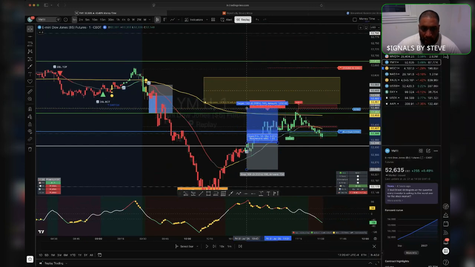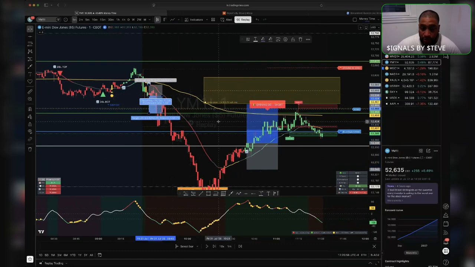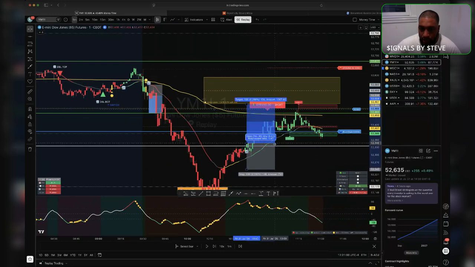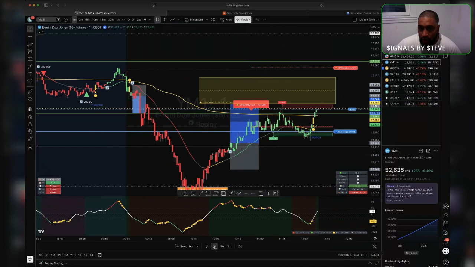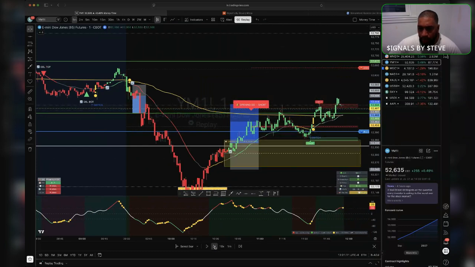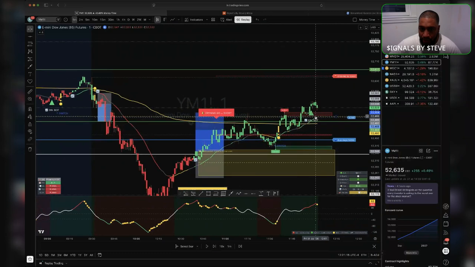Or again, what I like to do too is target a previous level of structure. I like to target a previous level of structure, but ultimately that Blue Magic line is still going to be the target. We are still going to look to target that Blue Magic line. Now let's see if we get another one here. Right there, that is another opportunity.